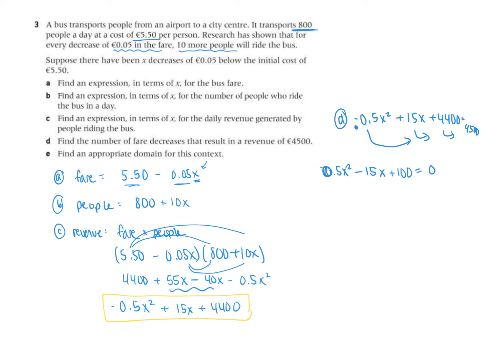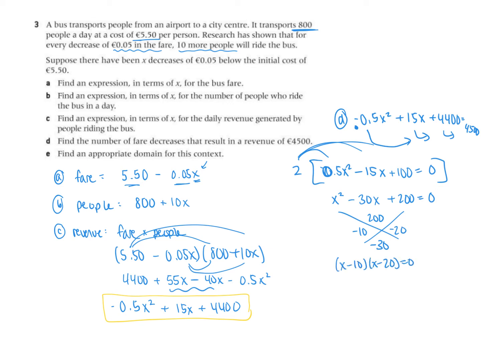We can factor, or we can use the quadratic formula. I want to get rid of the 0.5, which is a half, and I can do that by multiplying everything by 2, because 2 times a half is a whole. So I'll get x squared minus 30x plus 200 equals 0. Now I have to think what multiplies to get 200 and adds to get negative 30, which will be negative 10 times negative 20. So we have x minus 10 times x minus 20 equals 0. So x equals 10 and x equals 20.